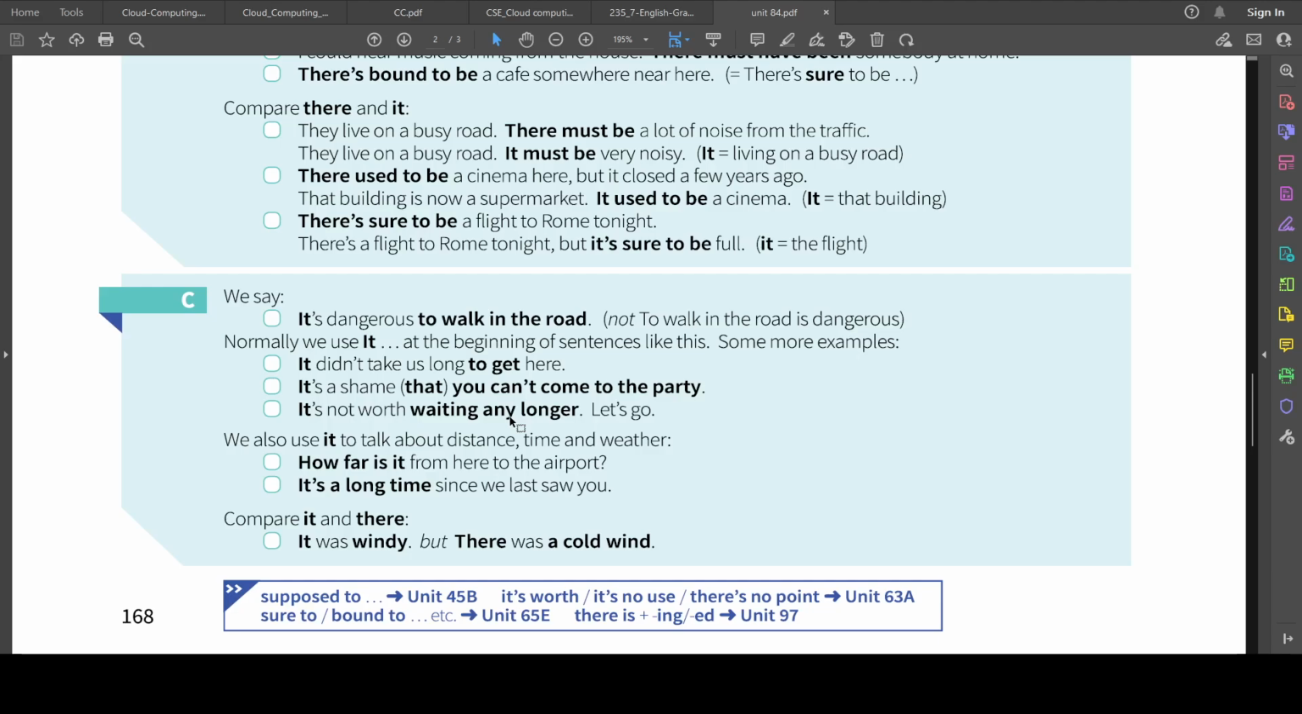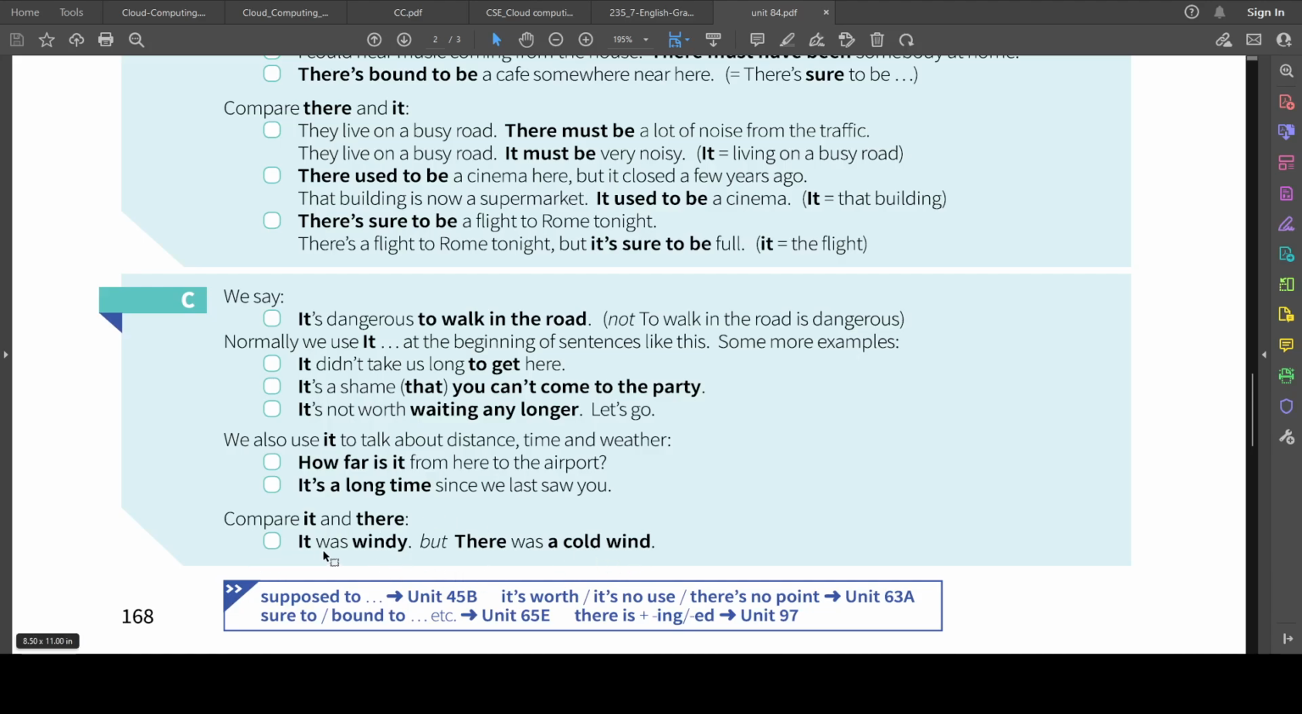A shame is like a feeling, you know. We're talking about the thing. We're not talking about the people, like she, he, or they. No, we're talking about the things. We also use it to talk about distance. That's a good one. And this example is a good one because it's comparing it and there.